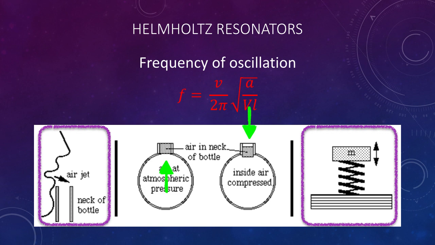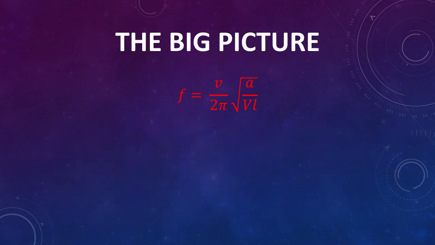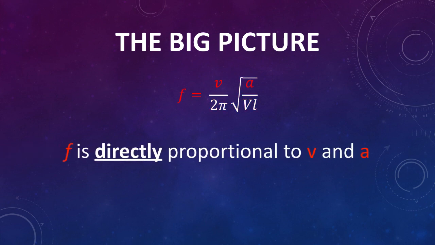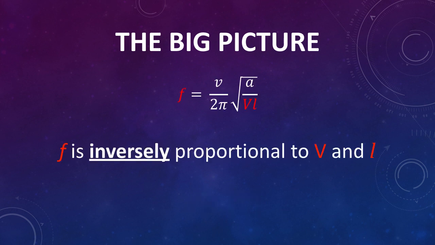So let's look at the big picture. f is directly proportional to the speed of sound and area. So as the speed of sound or the area of the opening increase, frequency increases. f is inversely proportional to volume and length. So if either the volume or the length of the neck increase, frequency decreases.